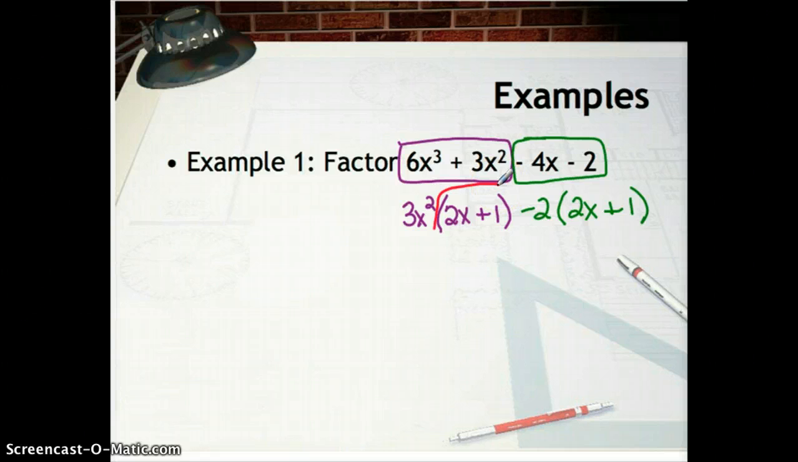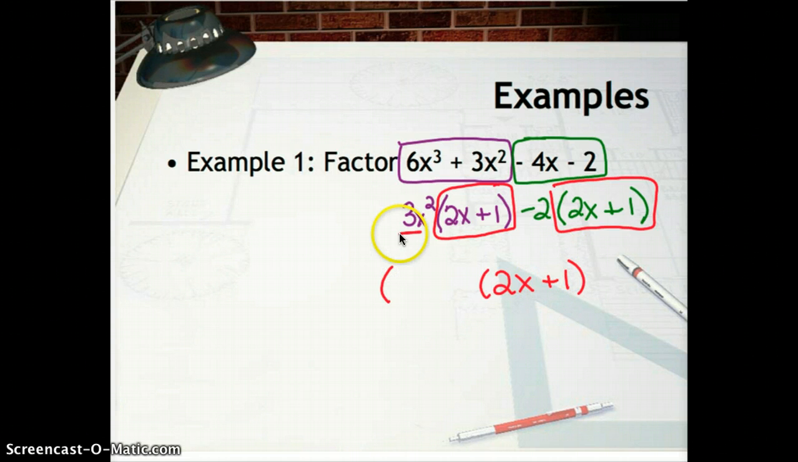You're going to notice that I have a 2x plus 1 here, and I have a 2x plus 1 here. If I don't have terms that are the same, this technique's not going to help me out. But since they match, that's going to be one of the terms of my binomial. In the first term, it should be like these leading coefficients, 3x squared minus 2.